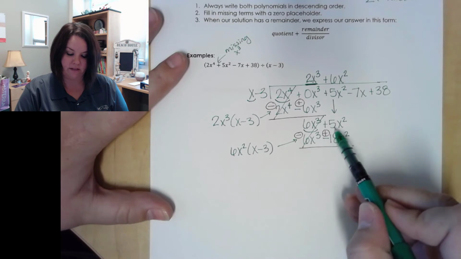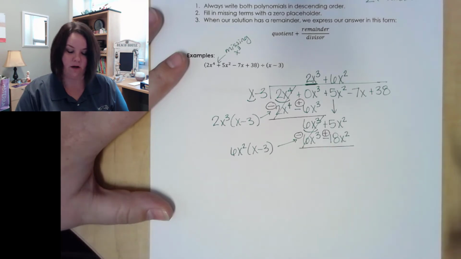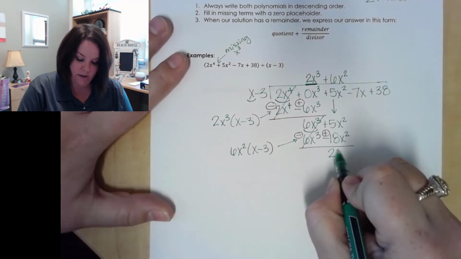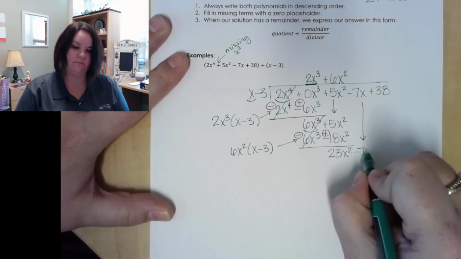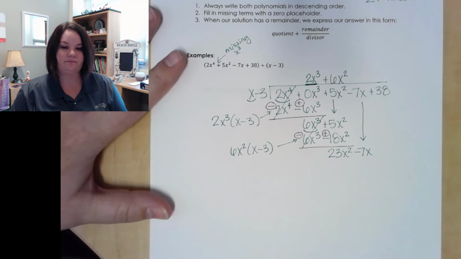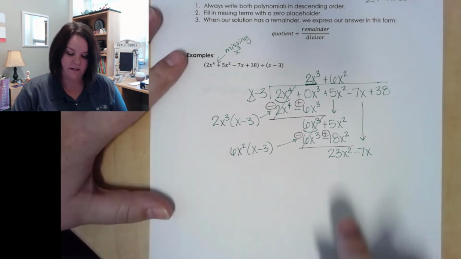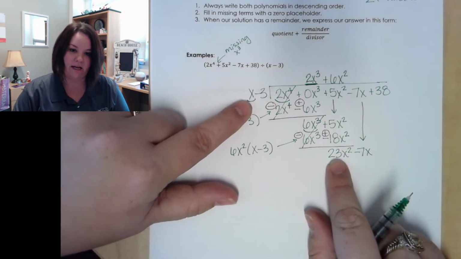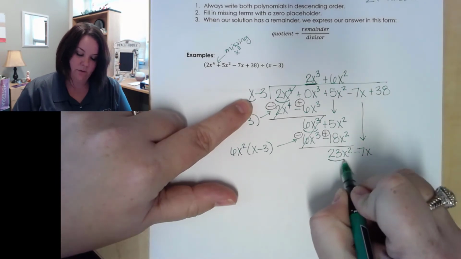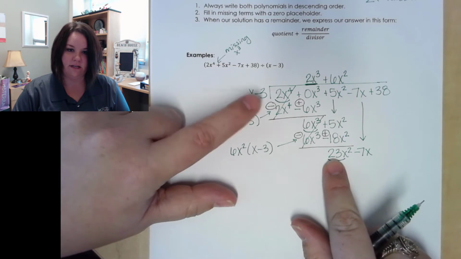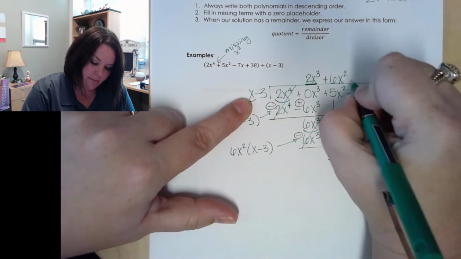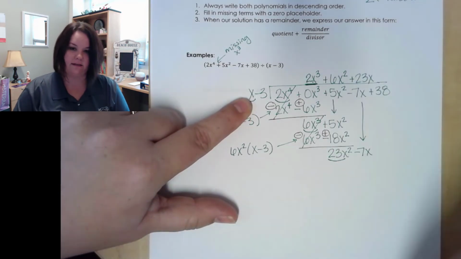And here I have 5x squared plus 18x squared, which gives me 23x squared. And then I bring down that next term, which is minus 7x. And then I start it over again. What do I need to multiply my x by so that it looks like 23x squared? Well, I need to multiply by a 23, and I also need another x, right? So I'm going to multiply by a positive 23x.